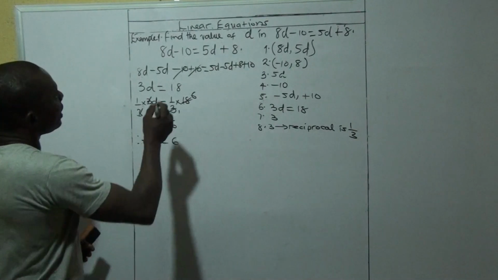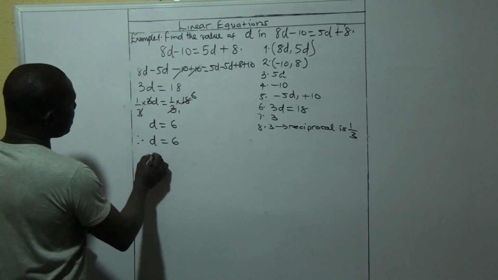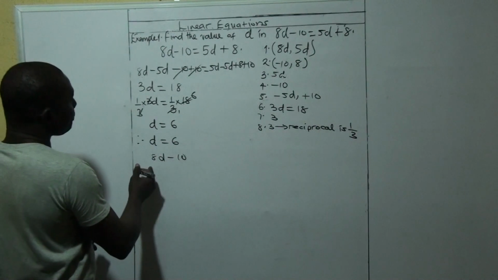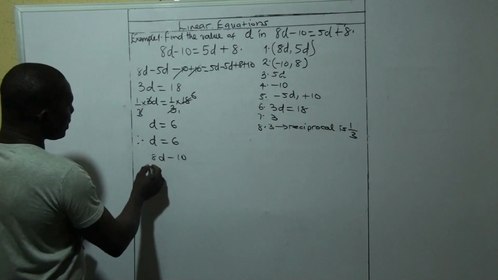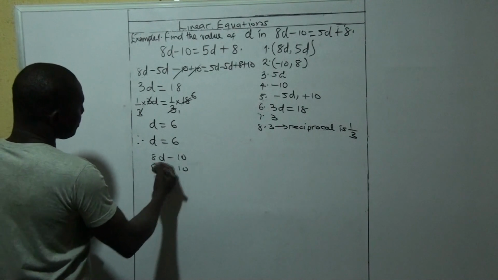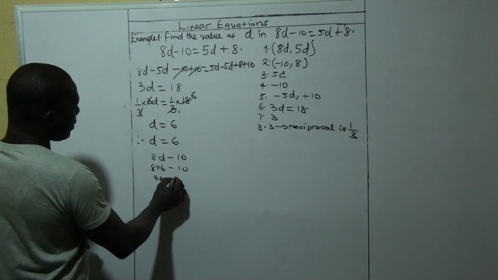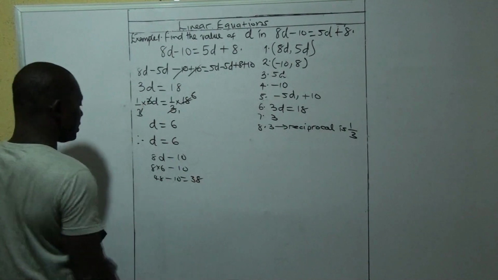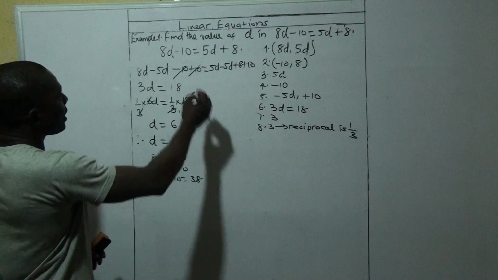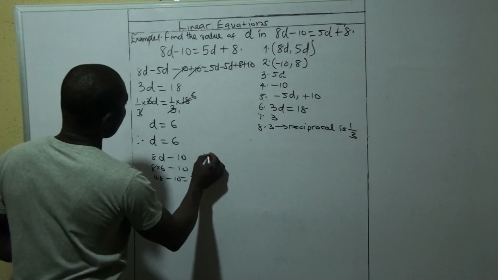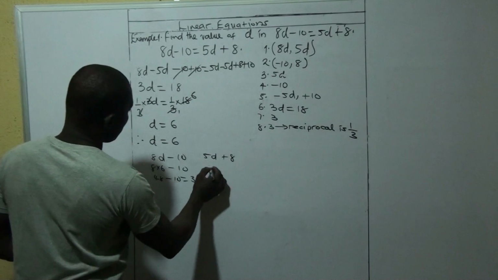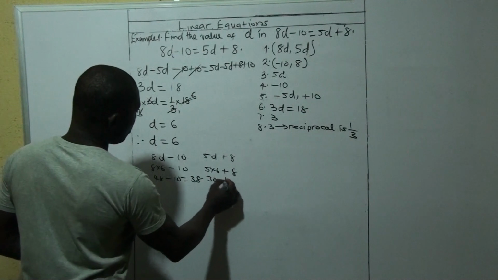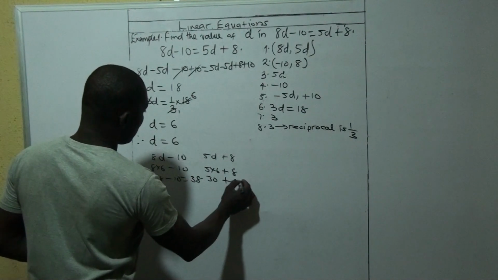So here on the left hand side we have 8d minus 10. So 8 and d is 6. 8 times 6 minus 10. This is 48 minus 10. That gives 38. Now let's look at our right hand side, which is 5d plus 8. 5 times 6 plus 8, which is 30 plus 8, and that also gives 38.